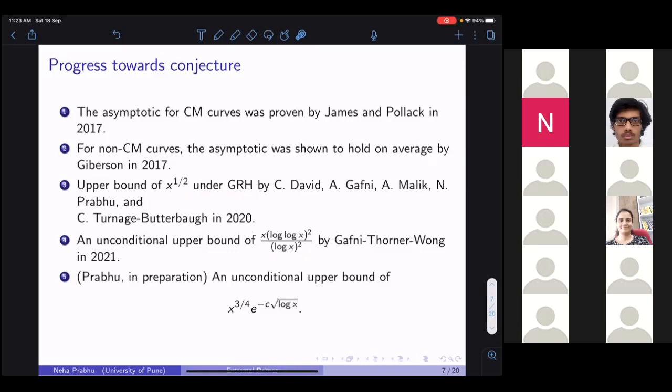But recently, so this is work which is in the process of being written up, I've been able to prove that you can get an unconditional upper bound of x to the 3/4 e to the minus c log square root of log x for some computable constant c. So this is work towards the extremal primes conjecture.